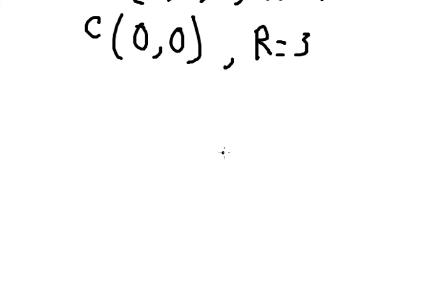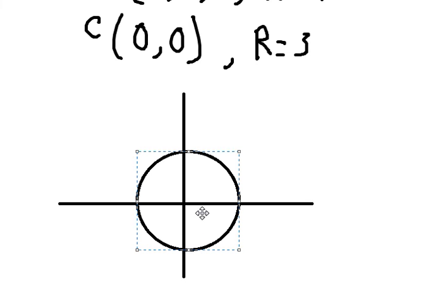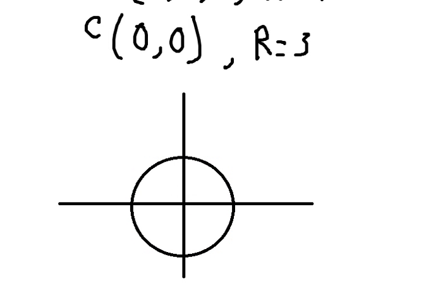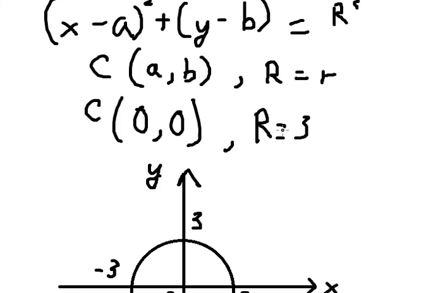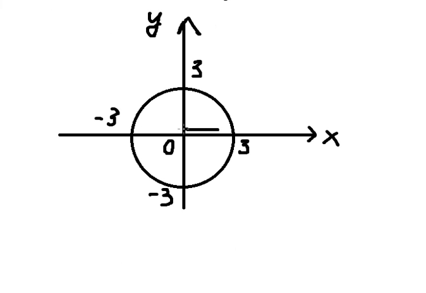Now we need to graph the circle. The circle should be like this. So we have number 3, negative number 3, negative number 3. Now if we look at the bounds of dx and dy, dx is from 0 to number 3. So from 0 to number 3, that is this one in here.